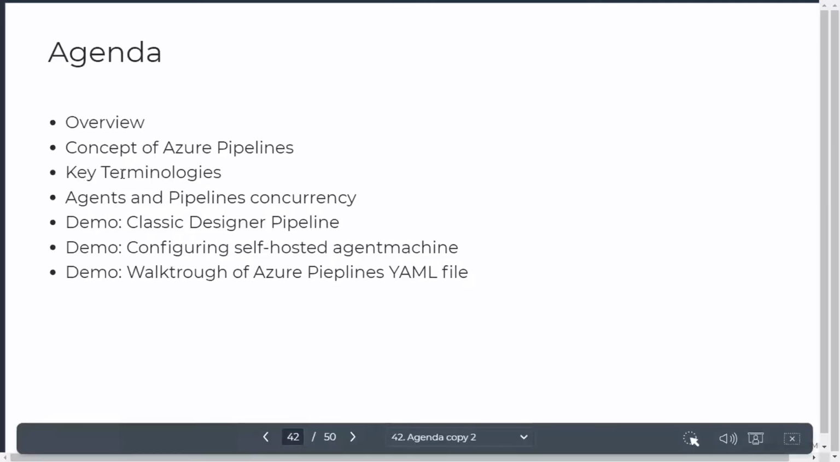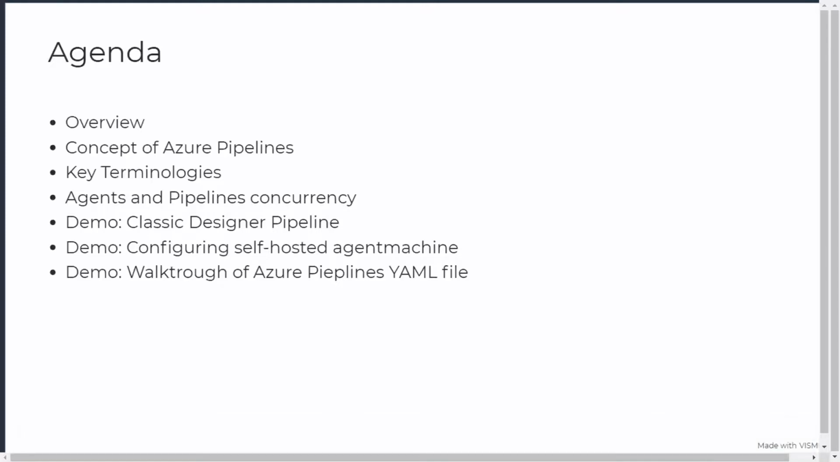And then the next is the key terminologies. Before going into the depth, we need to understand some of the key terminologies, like what is an agent, what is an agent pool, and some other terms like stages, task, and job. So that one also we are going to see.